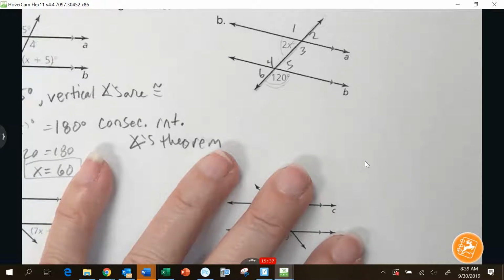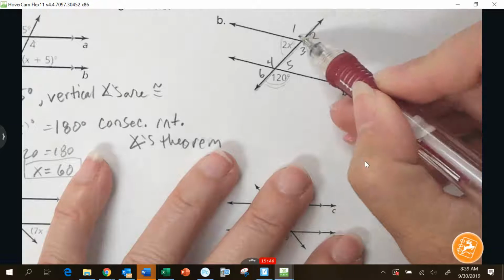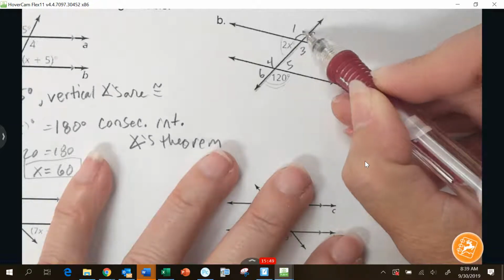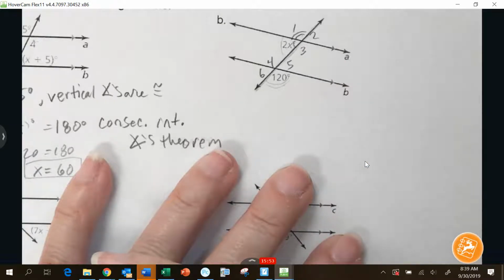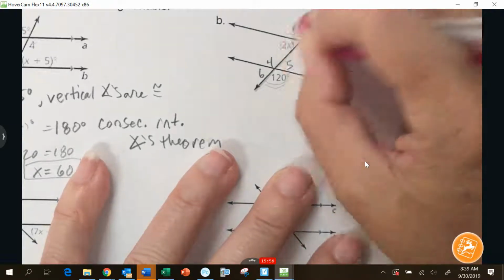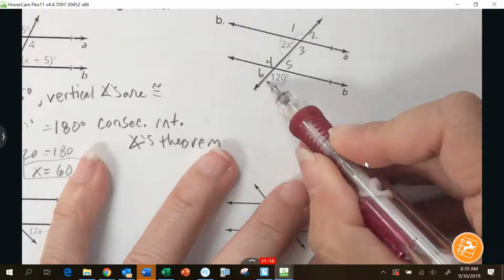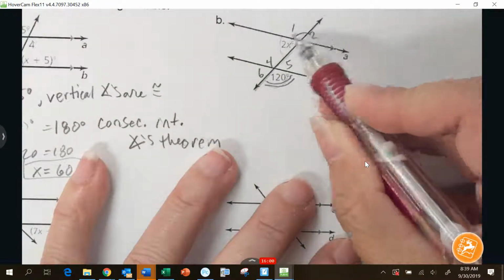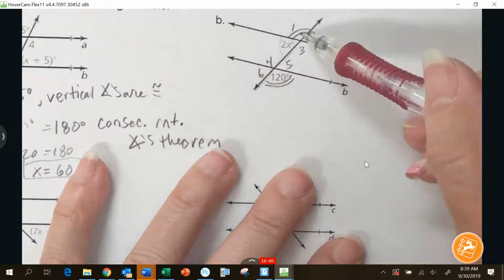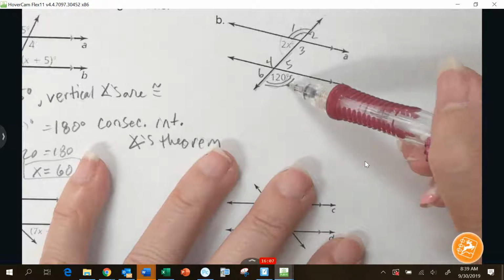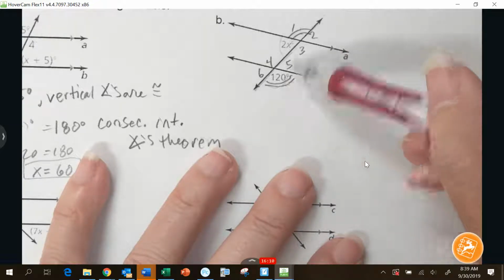With the 2x, can't you say that angle 1 is considered like part of the 2x? So angle 1 and angle 2x are supplementary. Yeah. But angle 1 is what to 120? Alternate exterior. So angle 1 is what to 120 if they're alternate exterior? What are they?